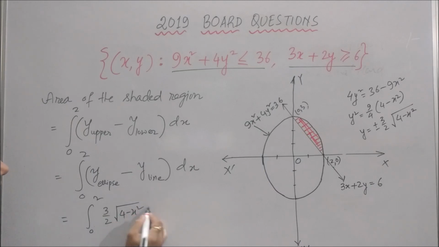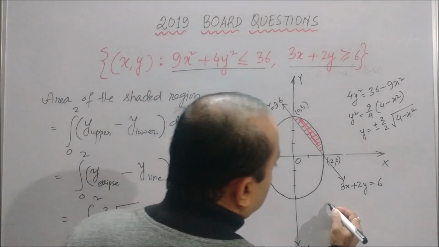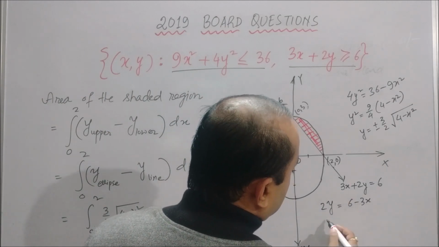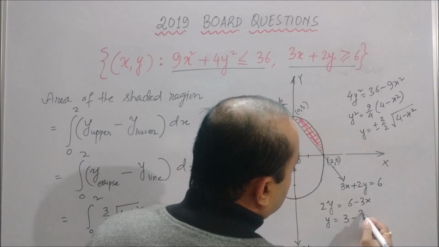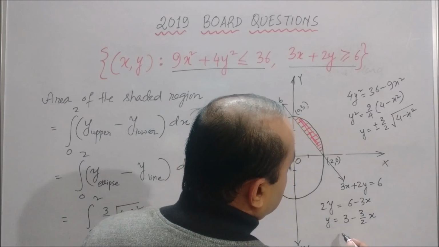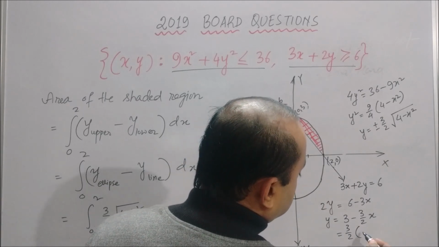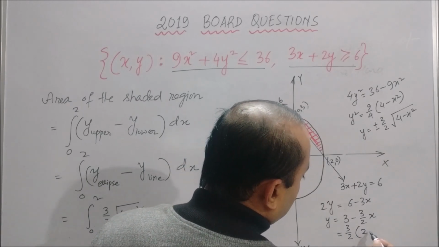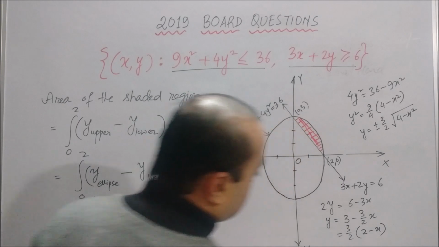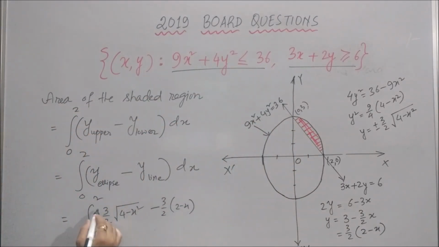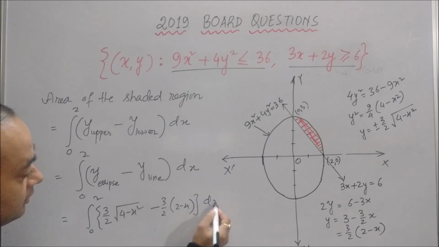Square root of 4 minus x square. Similarly, for this line, 2y is 6 minus 3x. So y will be 3 minus 3 by 2 x. So here also if I take 3 by 2 common, it will become 2 minus x. So it will be 3 by 2 times (2 minus x) dx.